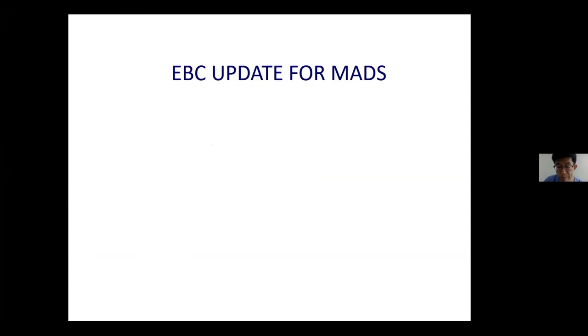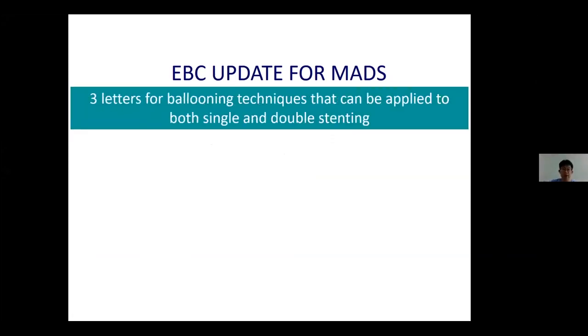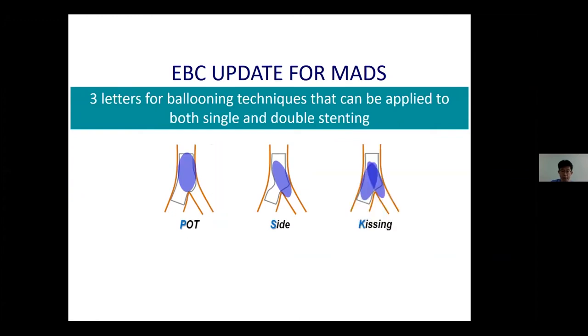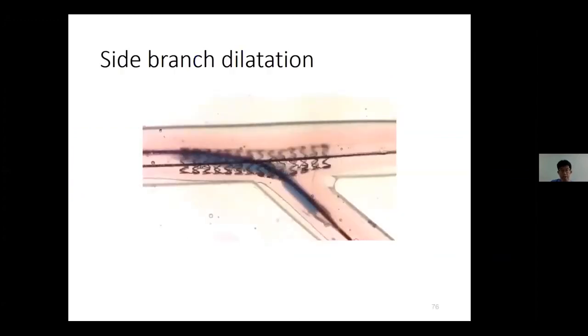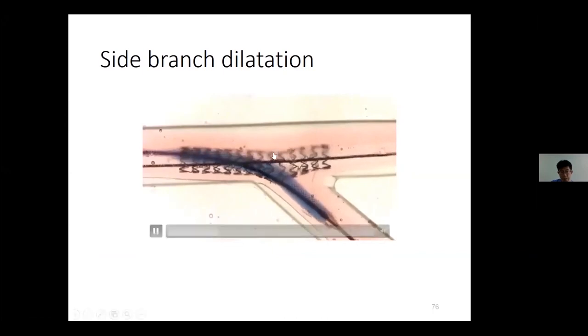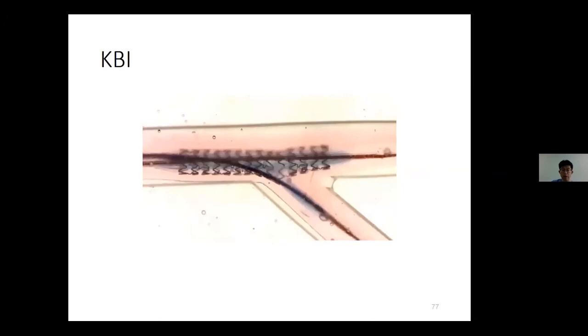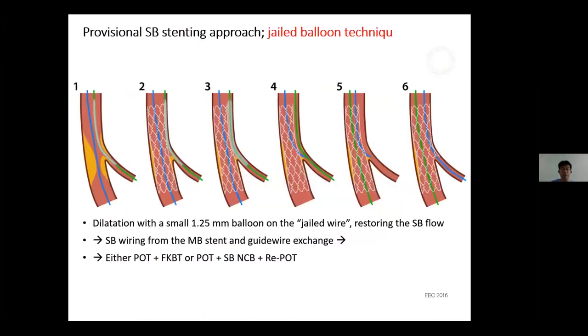So, EPC update formats three steps of ballooning techniques that can be applied to both single and double stent. First, POT, then dilating only the side branch, and finally, kissing balloon technique. If we dilate only the side branch, as you can see, stent malposition occurred on opposite sides of the side branch here. So to recover the situation, finally kissing balloon technique is important here to avoid the malposition.